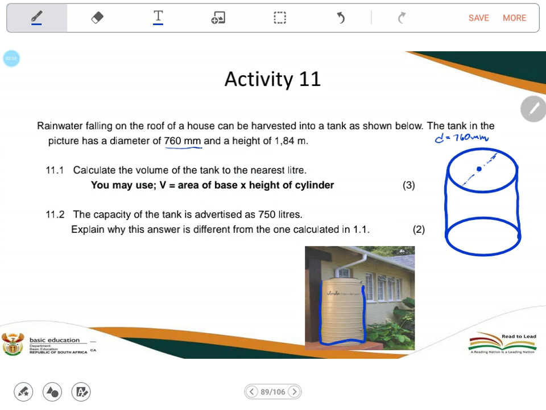And because 11.1 says calculate the volume of the tank to the nearest liter, something we must take into account is that 1 meter is equal to 1,000 millimeters, whilst 1 cubic meter is equal to 1,000 liters. At the beginning of this document is where this information is found, so you can go and revise it.